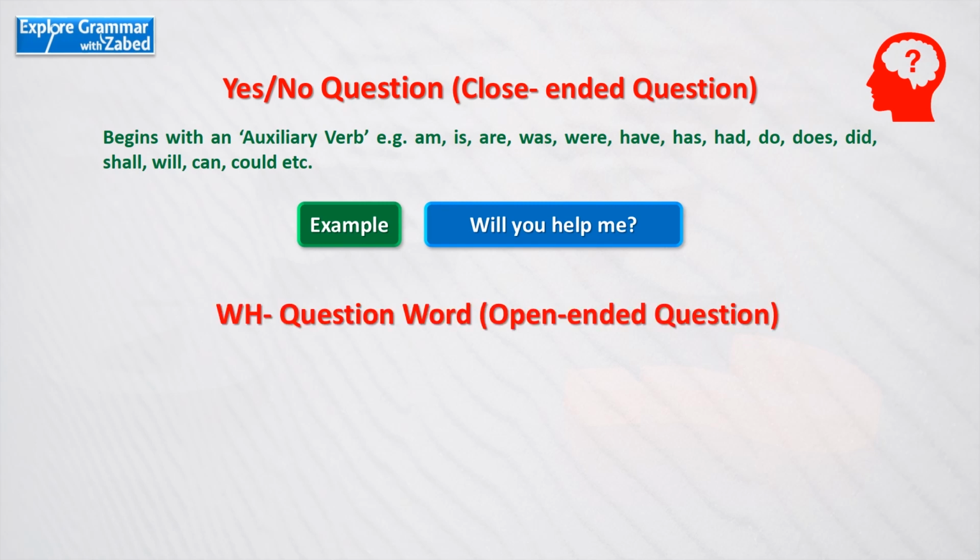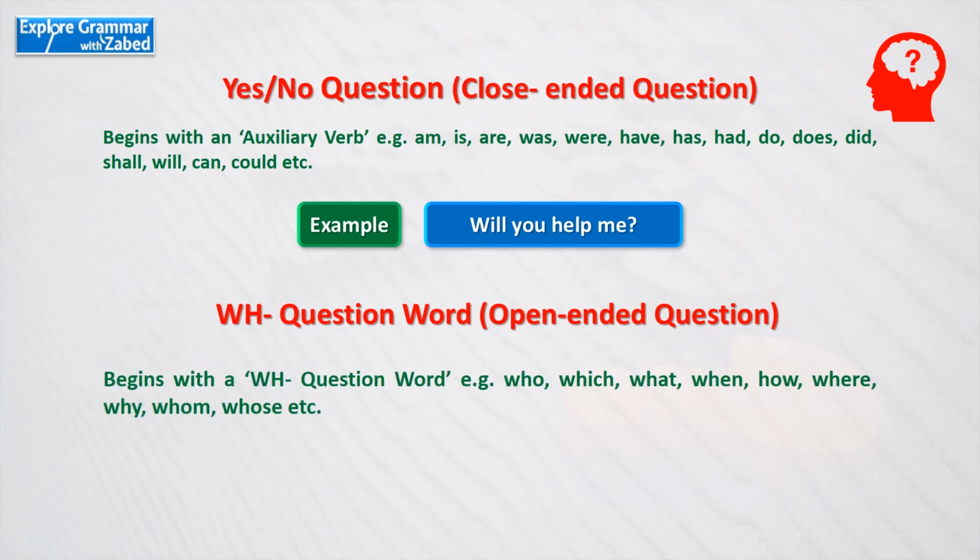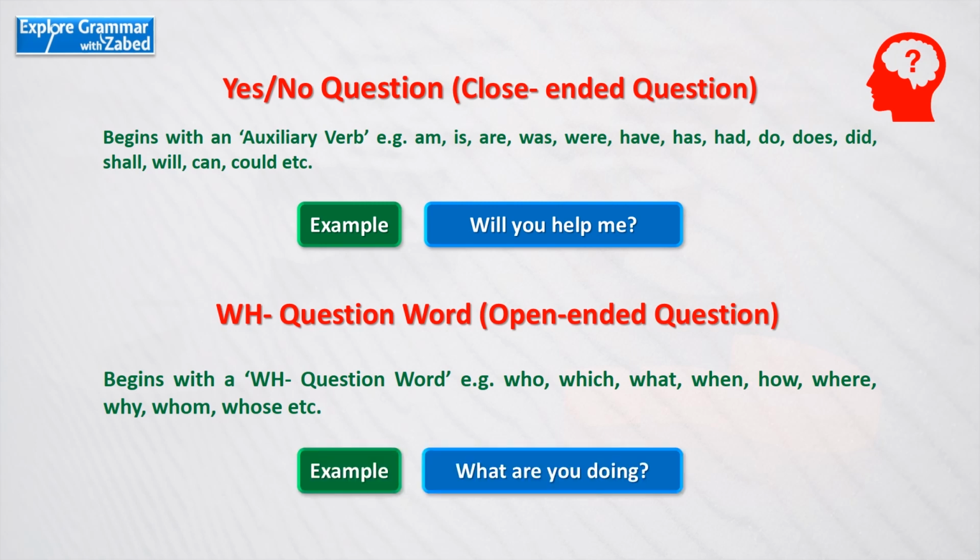Next one, WH question word or open-ended question. A question in English introduced by a WH word that requires information in answer rather than yes or no. This type of question begins with a WH question word like who, which, what, when, how, where, why, whom, whose, etc. For example, what are you doing? Such a question can't be answered by yes or no, but it requires a bit of explanation. For example, I'm listening to music or watching movies, etc.